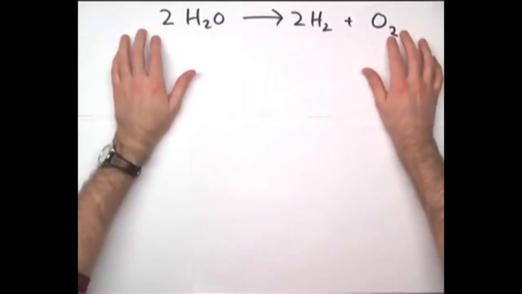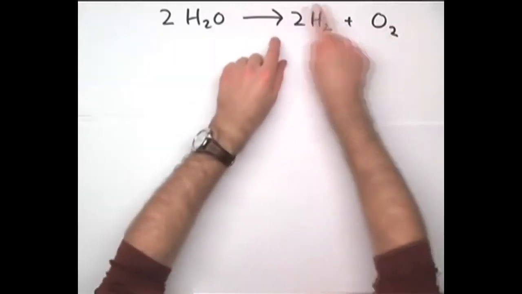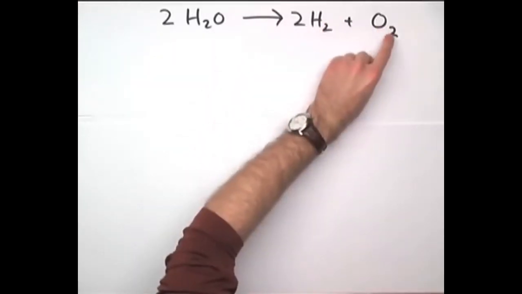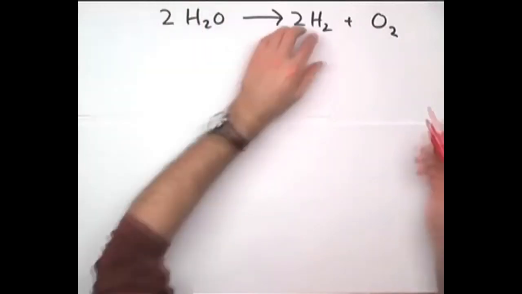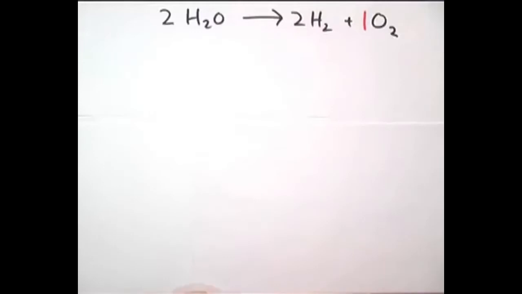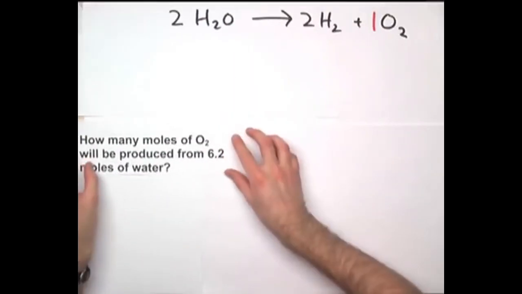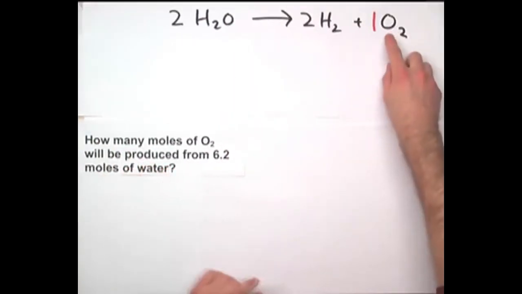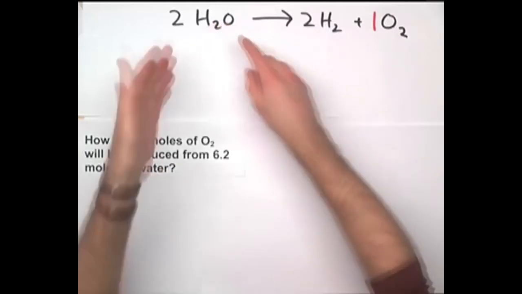Here is the first equation I'm going to be working with. 2 moles of H2O, water, makes 2 moles of hydrogen gas and 1 mole of oxygen. If there's no coefficient in front of one of these chemicals, we know that it's really 1, it means 1 mole. So if it helps you, go ahead and write that 1 in. There's our equation. Here is the question. How many moles of O2, of oxygen, will be produced from 6.2 moles of water?